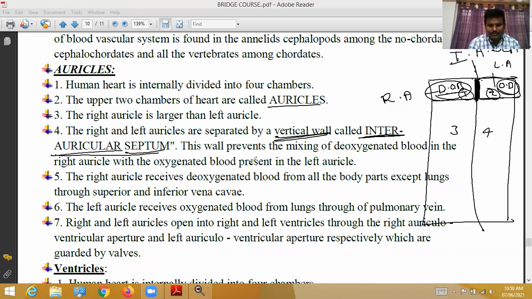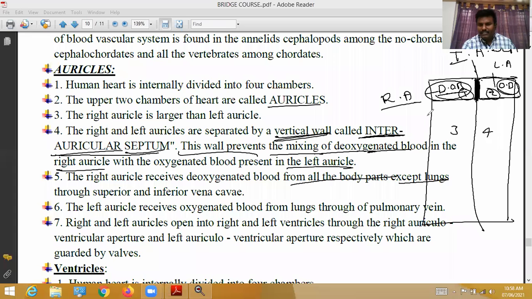This wall prevents the mixing of deoxygenated blood in the right auricle with the oxygenated blood present in the left auricle. So the right auricle receives deoxygenated blood. This is the right auricle, which always receives deoxygenated blood from all the body parts except the lungs.